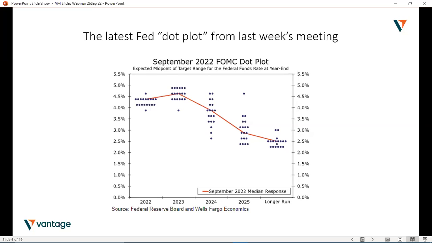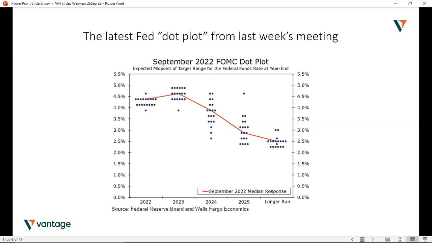And we can see on this dot plot that was key for the markets, because we don't normally show you this, but it's worth showing because it was such a big change from the previous dot plot. If you remember, the dot plot is the expected midpoint of the Fed funds target range at year end. So these dots are each Fed official on the FOMC giving their expected midpoint of that range. And it really does highlight how the FOMC believes it will need to tighten to achieve its objective, bringing inflation back to target at 2%.